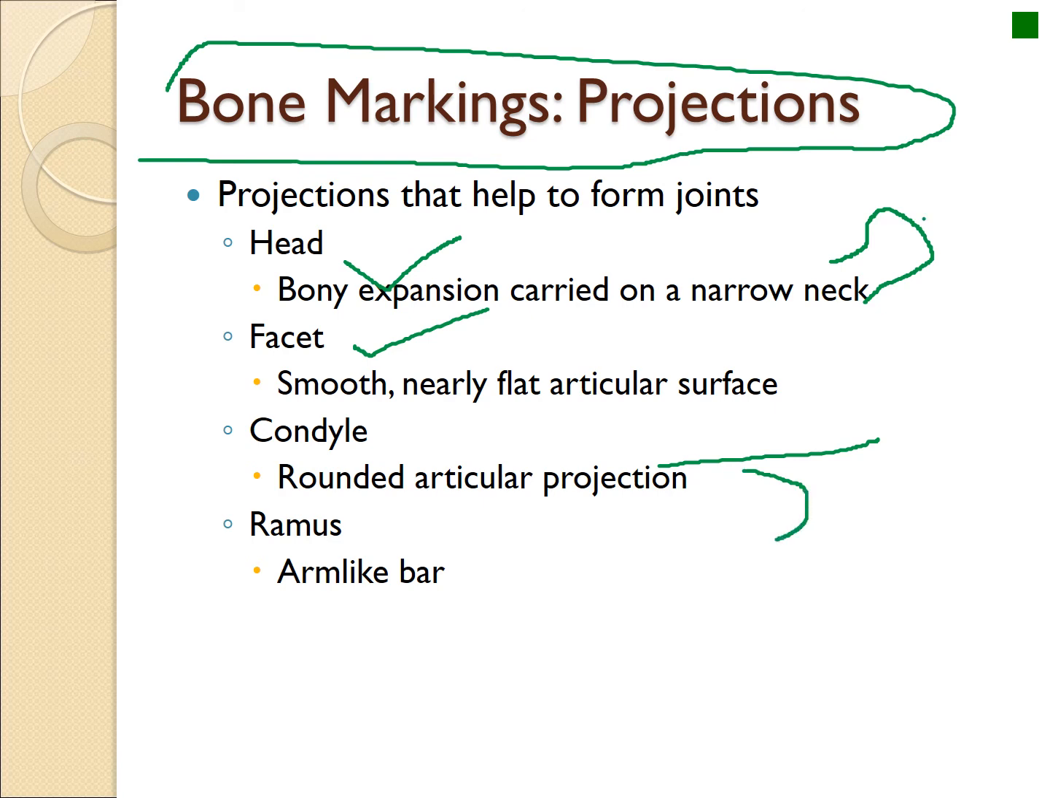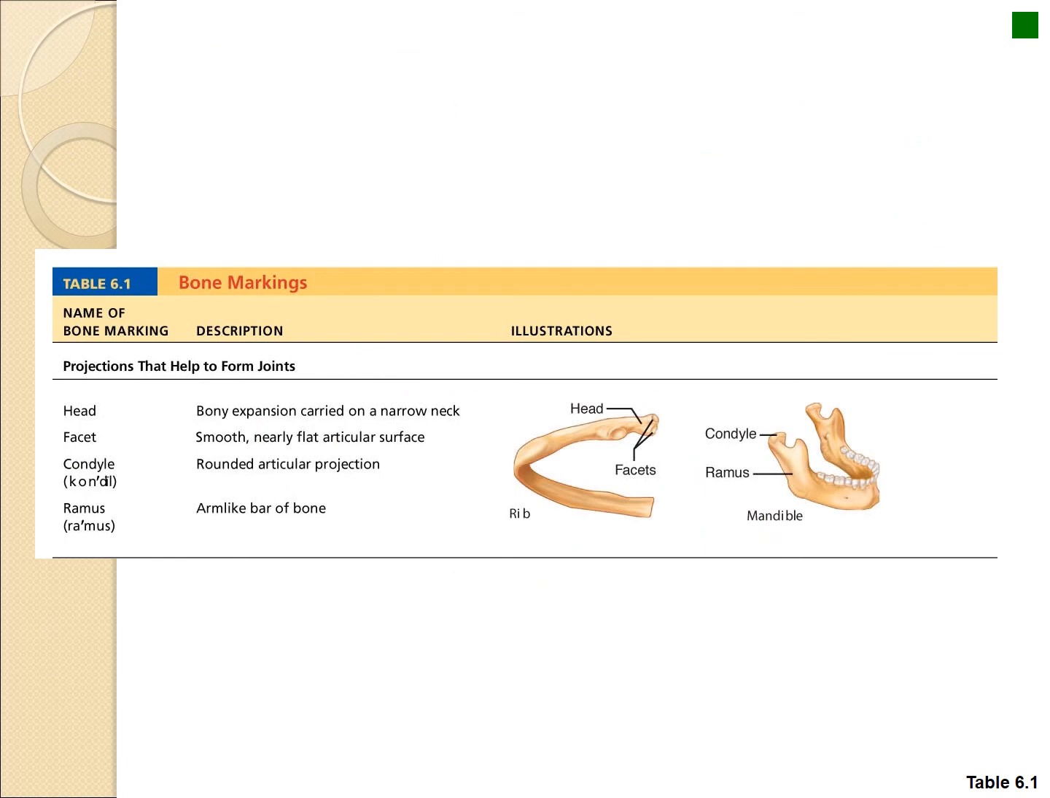This would be more in the femur. And then a ramus means an arm alike. So it's going to look sort of like something like this, like a bend. And the ramus you're going to see actually in the mandible, the lower jaw. So where do you find these?